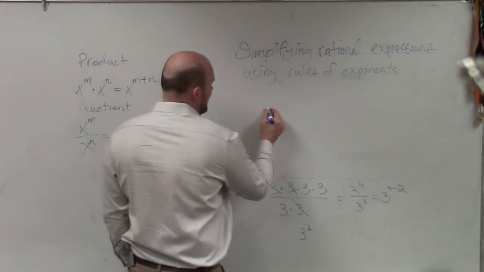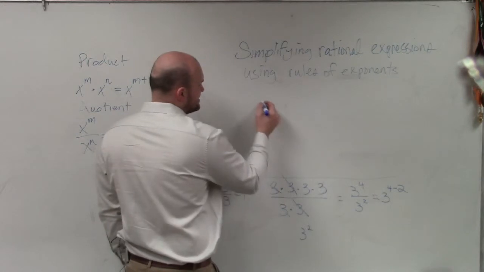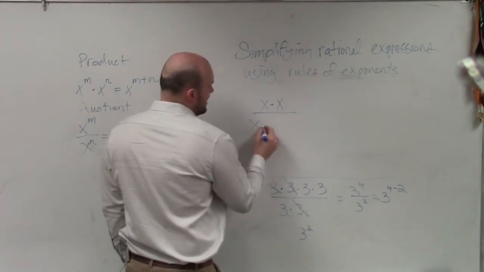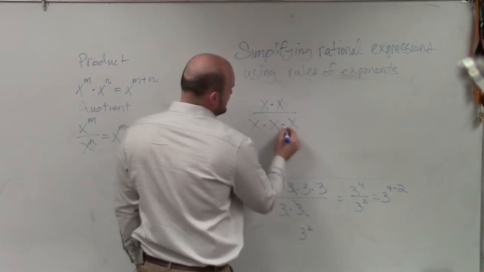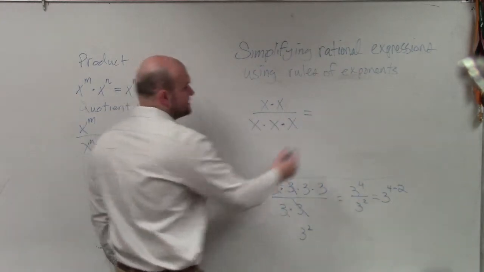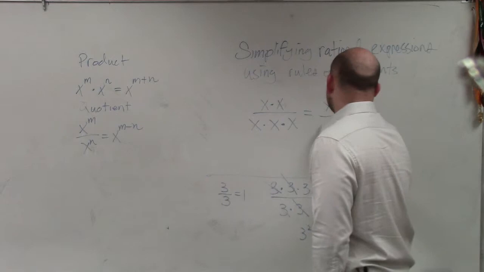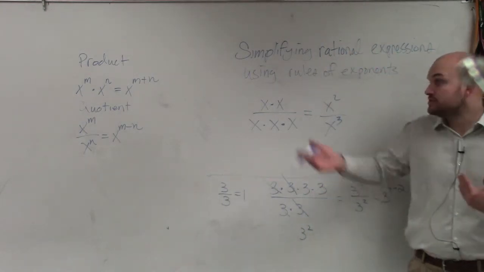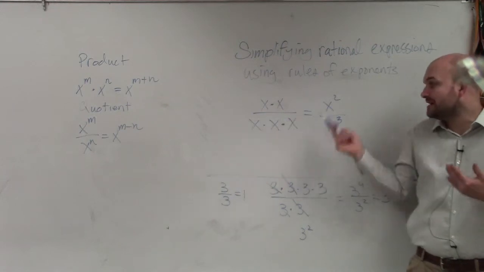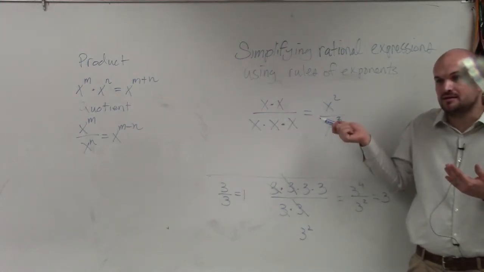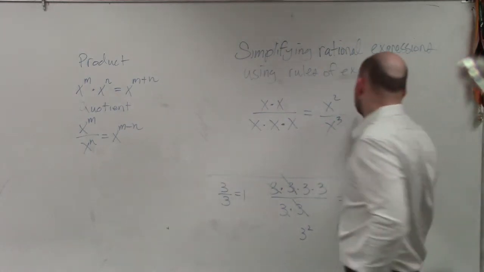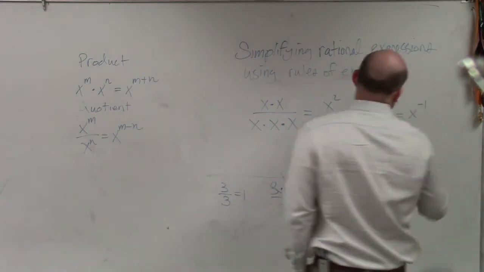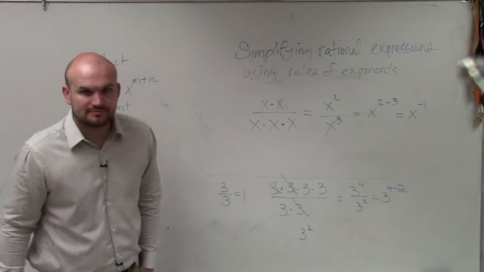Let's pretend I have, now let's use some x's. Let's say I have x times x over x times x times x. Really, guys, this is x squared divided by x cubed. Would everybody agree with me? OK. Now, using the rules of exponents, Faith, what do I do with my powers when I'm dividing? I subtract. I get x to the negative 1.